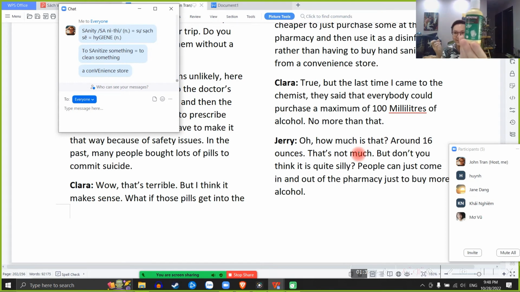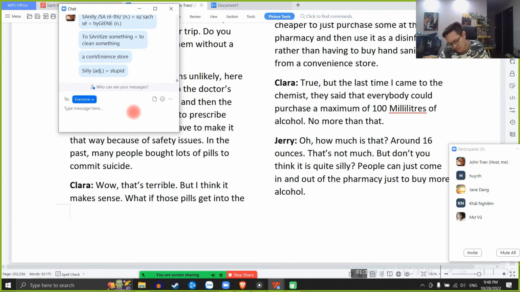Oh, this is 50ml betadine. 50 là đem được này. I can bring this one on the plane, yeah? Don't you think this is quite silly? Silly means stupid. Có ngu xuẩn như vậy không? People can just come in and out of the pharmacy just to buy more alcohol. Có luật gì kỳ vậy? Con người ta chỉ có thể đi vào và ra khỏi nhà thuốc chỉ để mua thêm cồn thôi. Giờ tôi đi ra xong tôi đi vô lại để mua.